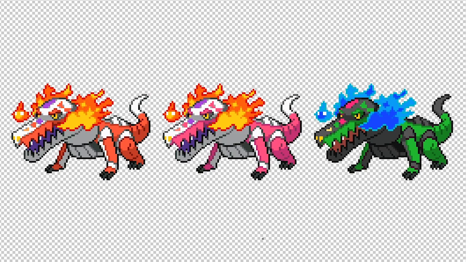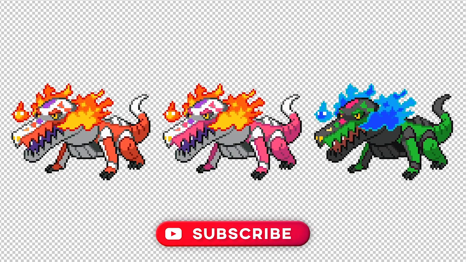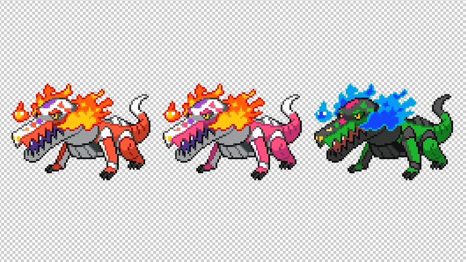I think the green colour linking it back to crocodiles is a fun reference to its design, and the blue flames help represent the ghost typing this Pokemon has. And yeah, I think blue flames do look quite ghostly, but I'm just a fan of them in general, so, you know, if I could work it in any way, I will. And I think this design goes pretty hard.